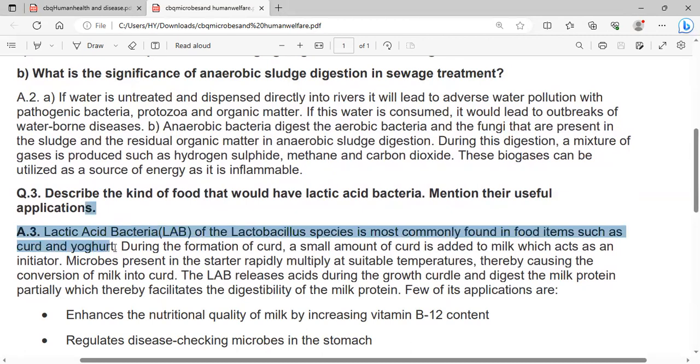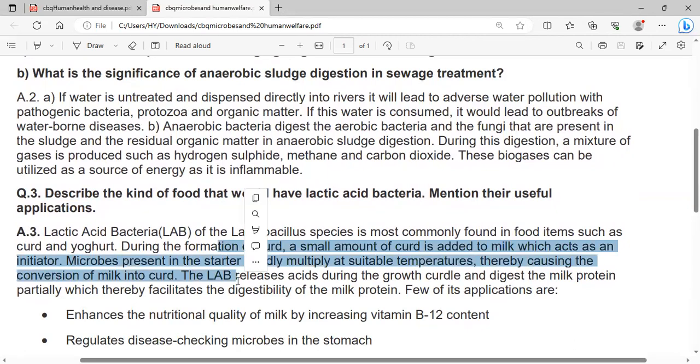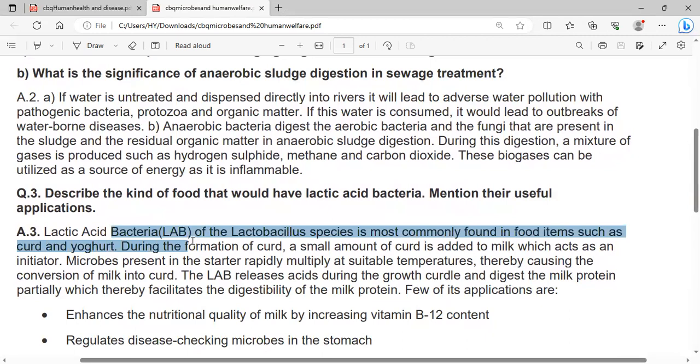Next question is this. Describe the kind of food that have lactic acid bacteria. Mention their applications. Lactic acid bacteria, LAB, which is short form, of the lactobacillus species is most commonly found in food items such as curd and yogurt. दही में और योगर्ट में लैक्टिक एसिड बैक्टीरिया होता है.